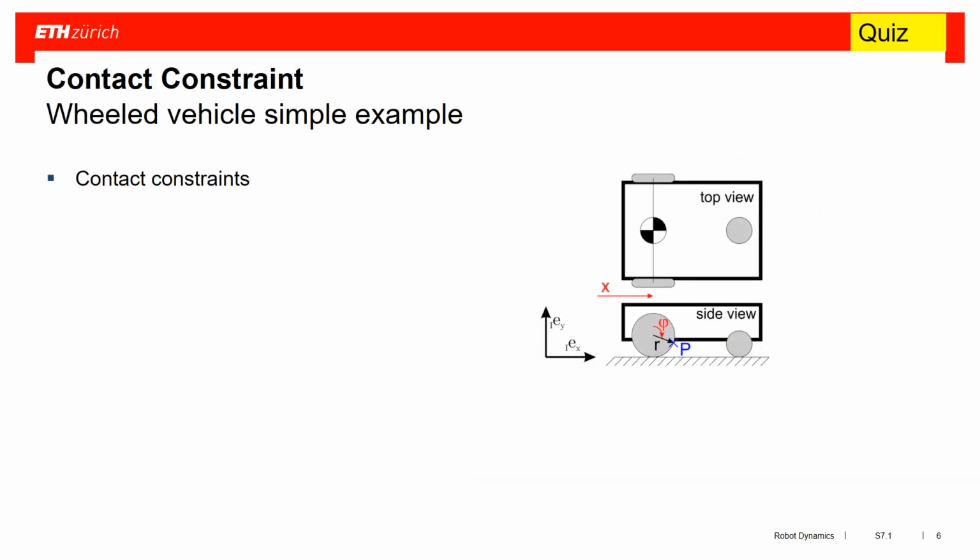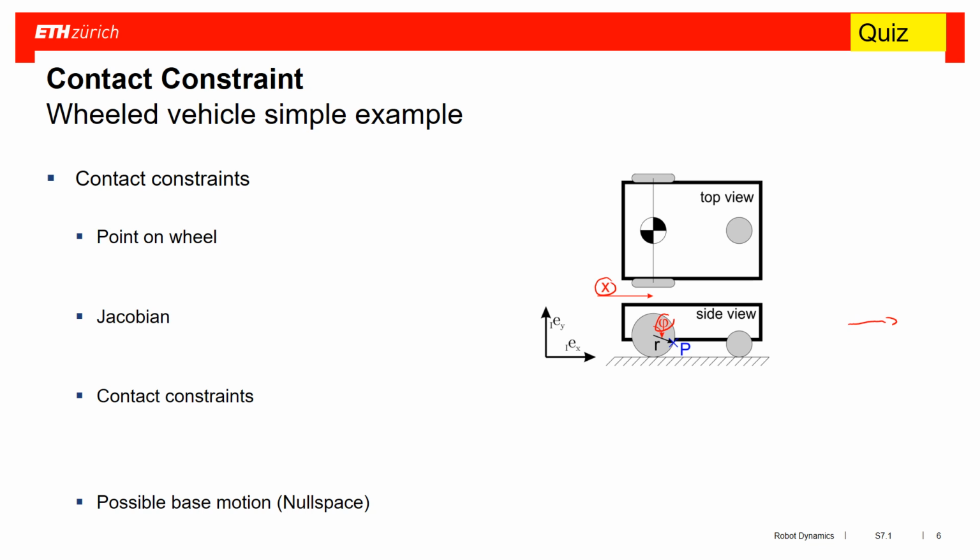And we are doing this here in the form of a very simple example as a quiz. We have here a wheeled system that can only drive in X direction, so a very simple setup. We have two generalized coordinates, q, x and phi. And what we want you to do is identify the contact constraints by first looking at this point on the wheel, this point P, and identify the Jacobian at that point P, then write down the contact constraint, and then identify the possible null space motion for this system.